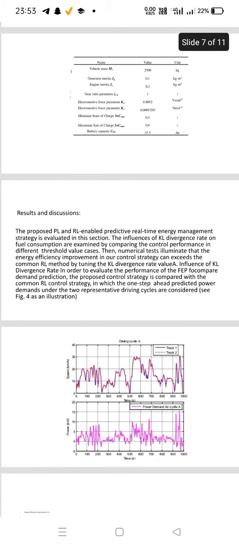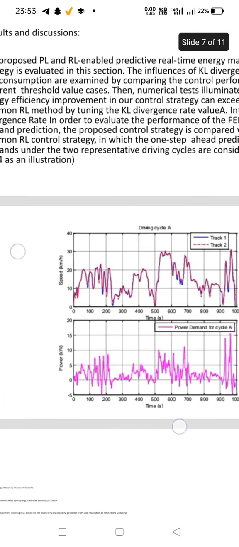The proposed RL and predictive real-time energy management strategy is evaluated in this section. The influence of the KL divergence rate on the fuel consumption is examined by comparing the control performance in different threshold value cases. The numerical tests illuminate that the energy divergence rate, in order to evaluate the performance of the FEP for power demand prediction. The proposed control strategy is compared with the common RL control strategy in which one step ahead predicted power demands under two representative driving cycles. Here you can check the graph.